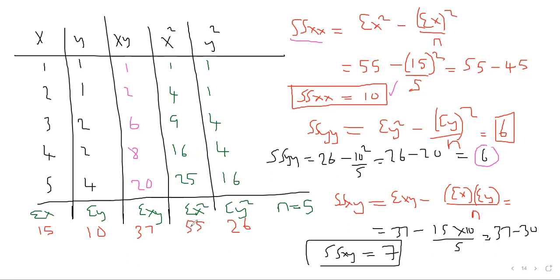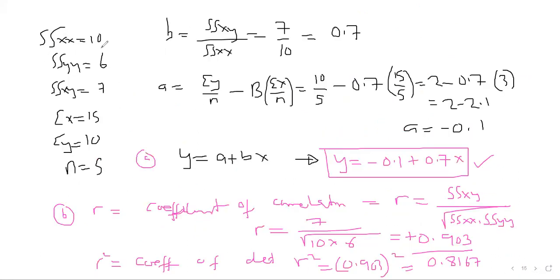Then xy. So we have 37 minus summation of x times summation of y. So 15 times 10 divided by 5. So this will be 30, because 5 into 10 is 2, 2 times 15 is 30. So 37 minus 30, we get a 7. So this gives us the sum of square x 10, y 6, and xy is 7. Then these ones, we get them from the table. The sum total of y was 10, x was 15, and n is 5.